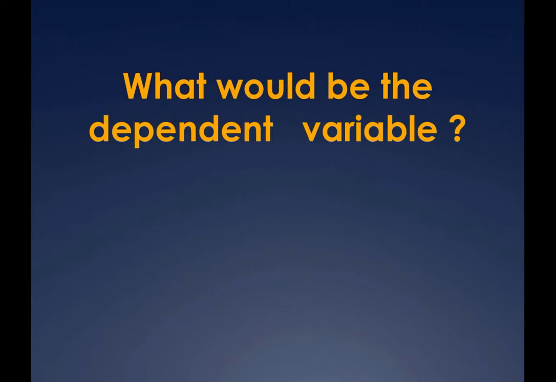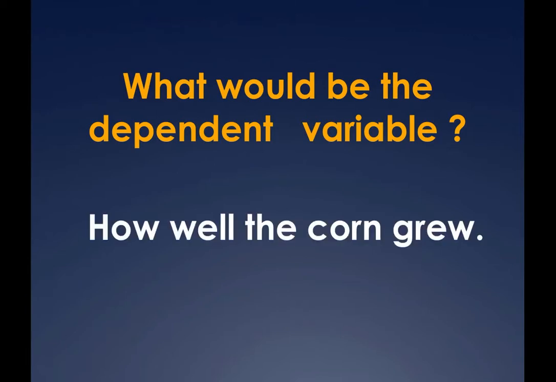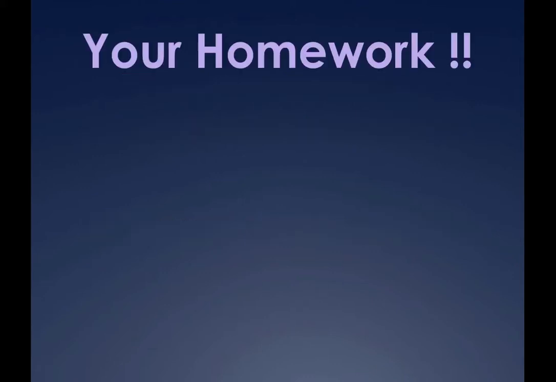What would be the dependent variable? Well, the dependent variable, as you know, is the thing that you collect. In this case, you already know that one field's getting fertilizer, one's getting cow manure, but what you're going to be collecting essentially would be something about the corn. How well did the corn grow? So you could measure the actual mass of how much corn you grew in each field, or the number of ears of corn, or how big the ears of corn are. Lots of things you could measure there. So that'd be the dependent variable.